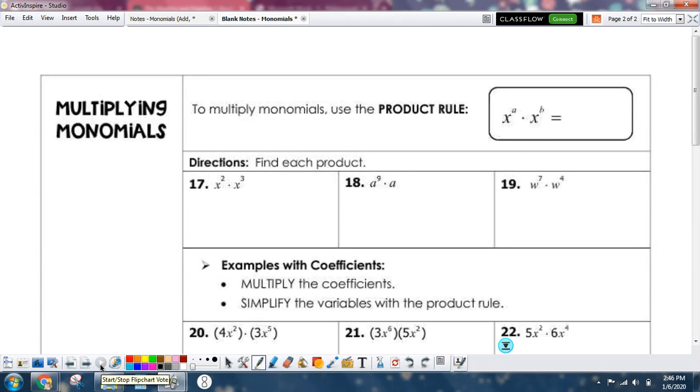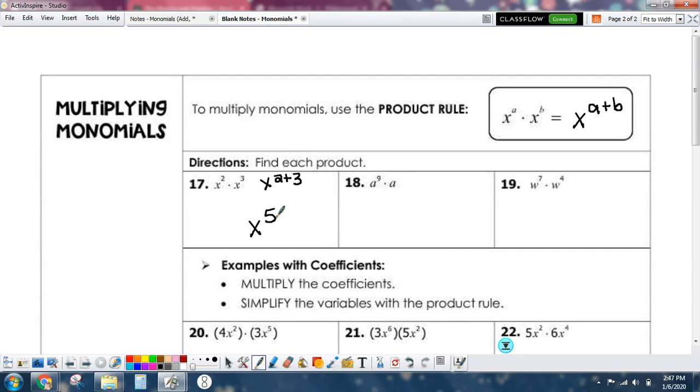Now, that was adding and subtracting. When we're multiplying, you need to use the product rule. The product rule says if you have x to the a times x to the b, you're really doing x to the a plus b power. For example, we have x to the second times x to the third. That's really telling me that I'm doing x to the 2 plus 3, and x to the 2 plus 3 is x to the fifth. Okay, so you're just adding the exponents.